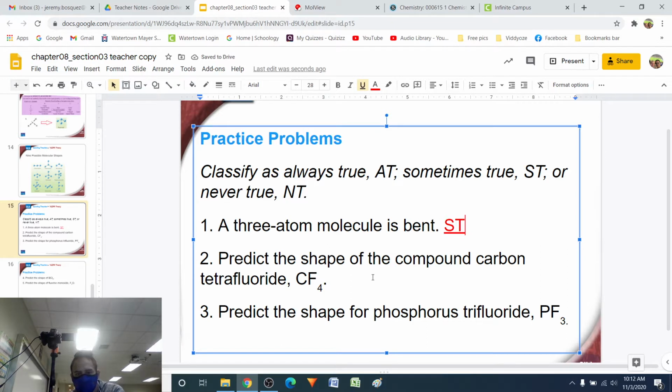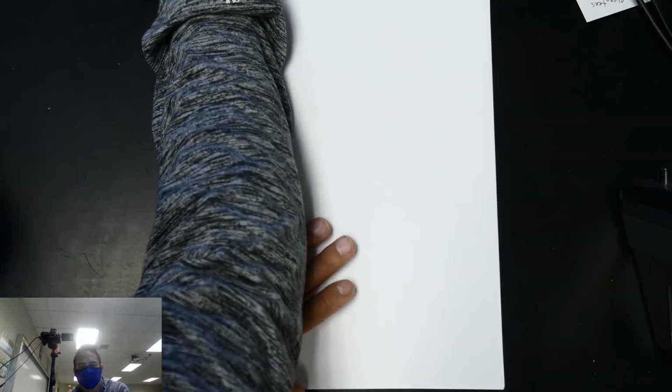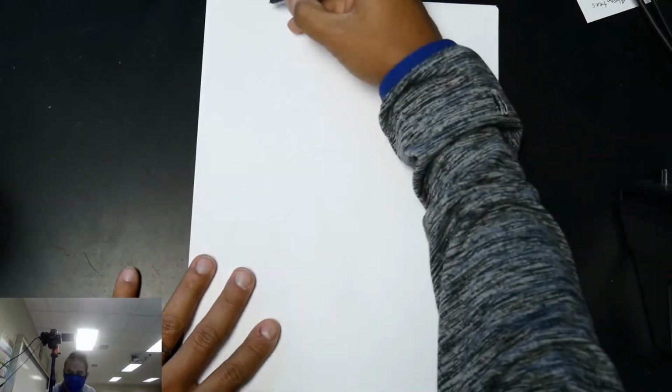Number 2, predict the shape of the compound carbon tetrafluoride. Okay, so for this one, we're going to have to do some drawing. So I'm going to switch over to our paper here so that we can do some drawing. And we are going to be drawing CF4.